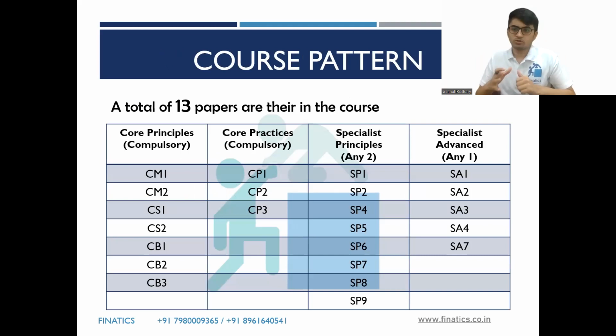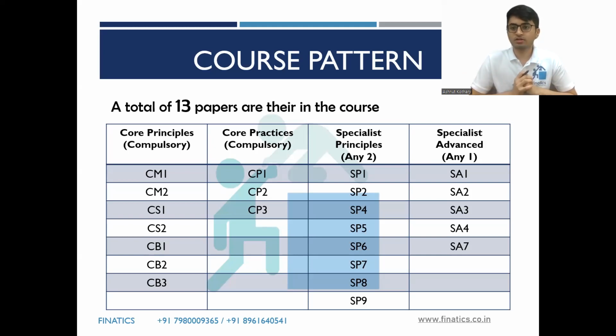Now, regarding the course pattern, again, this is as per the existing curriculum. So if anyone is watching this session at a later point of time, just keep in mind that this could change in the future, maybe 1 year, 2 years, 5 years down the line. This is relevant as of date. So an actuarial science aspirant needs to clear a total of 13 papers to become what we call a fellow actuary, that is, to attain complete qualification.